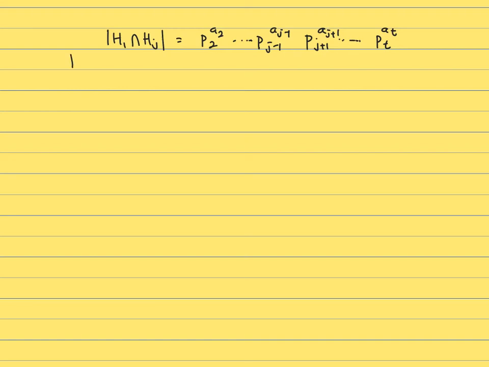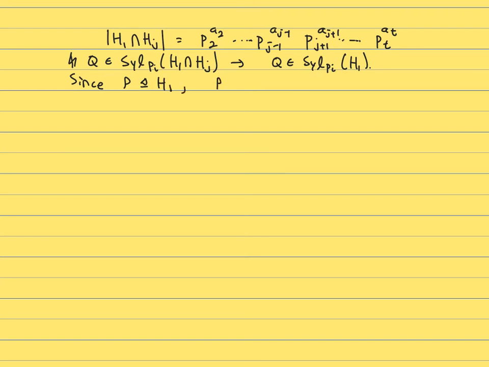Then the observation to note is that if you let, I guess we'll call it Q, be any Sylow Pi subgroup in this intersection, by order considerations, Q is also a Sylow Pi subgroup in H1. Since P is actually a normal subgroup in H1, it follows that P is contained in Q. And this is for any Q, any Sylow Pi subgroup in this intersection. In particular, Q was a subgroup of H1 intersect Hj. And so we now have P as a subgroup of H1 intersect Hj.